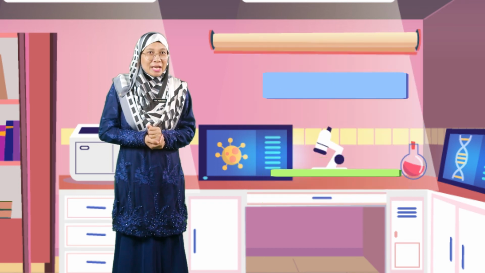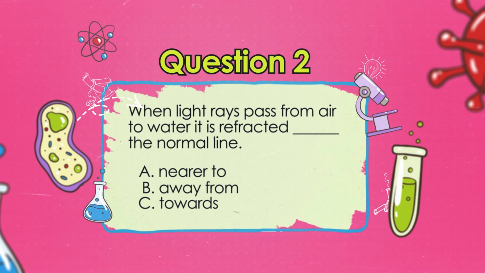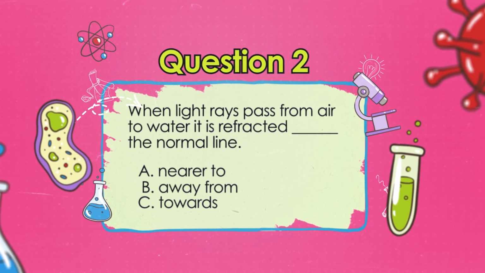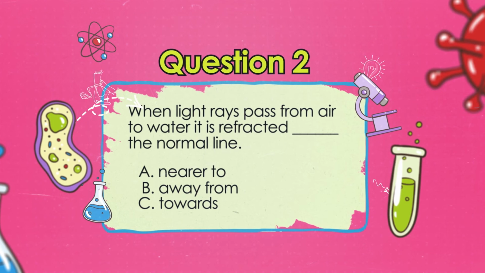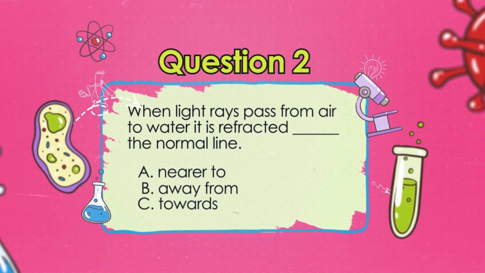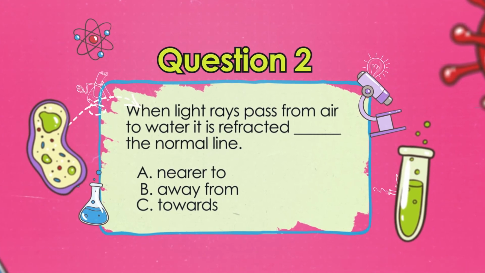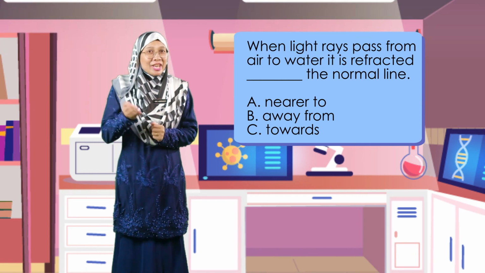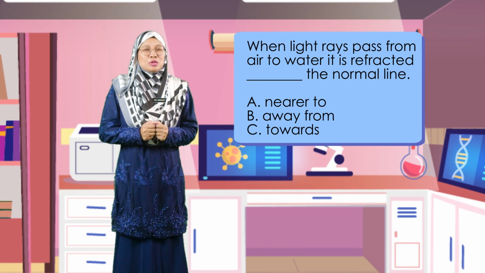Number 2. When light rays pass from air to water, it is refracted. A. Nearer to, B. Away from, or C. Towards the normal line. Yes, you are correct. The answer is C. Towards.